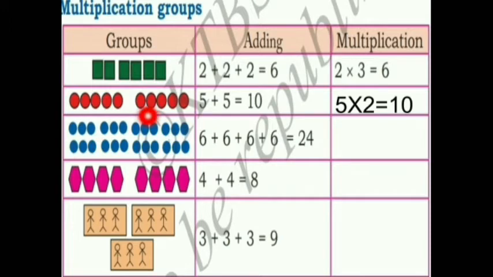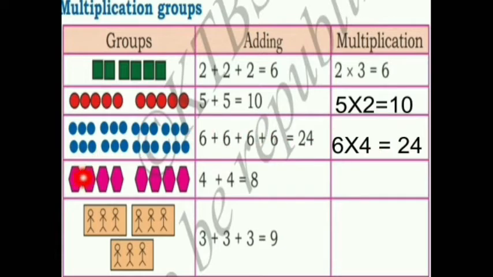Children, see these pictures. What are these? Yes, these are circles. How many circles are there? There are 6 circles in 4 groups. So we will write 6 plus 6 plus 6 plus 6. 6 plus 6 plus 6 plus 6 is equals to 24. Next we will write multiplication form. 4 times 6 is 24. 6 into 4 is equals to 24.